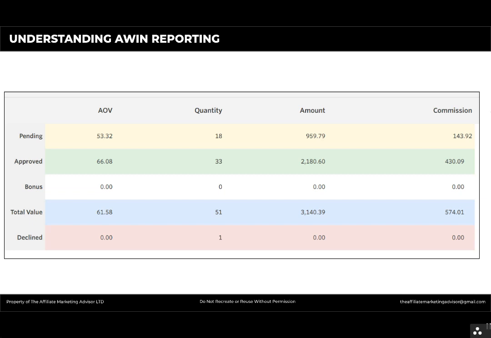A bonus is where you, for example, pay an affiliate a lump sum, perhaps for some media or for something else, and is displayed by the white line. And it's important to note that a bonus is always approved. So a bonus has approved status. Total value will be the total value of your pending and approved and bonus transactions, and declined will be the amount of transactions that have been declined and their value, represented by the red line.